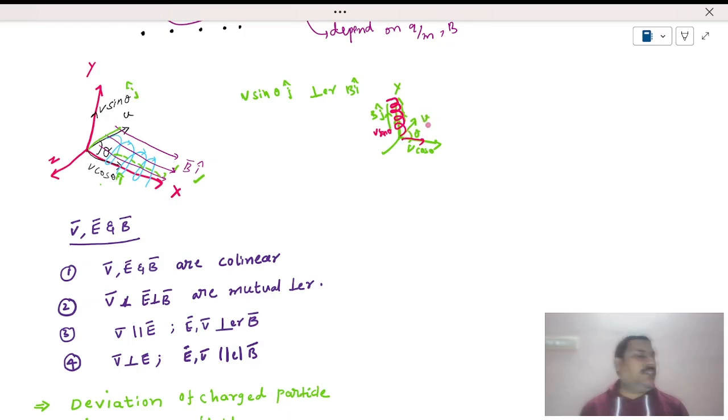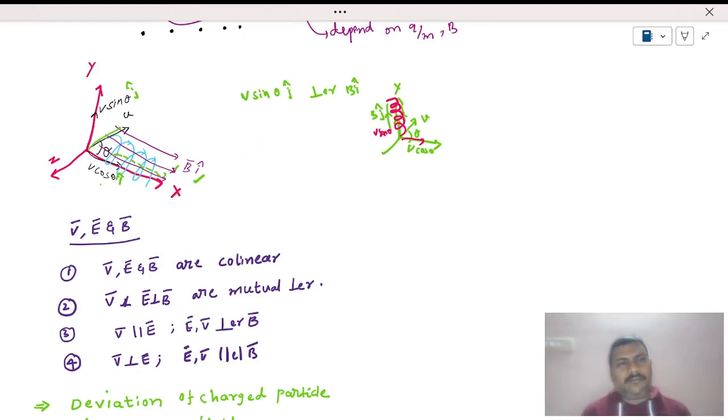Now the projection of the path into the YZ plane is a circle, so this path is in the YZ plane. In the YZ plane it is a circle, and in the XY plane or XZ plane it is sinusoidal, like a sine wave, since a circle viewed from the side appears as a straight line with a sinusoidal shape.